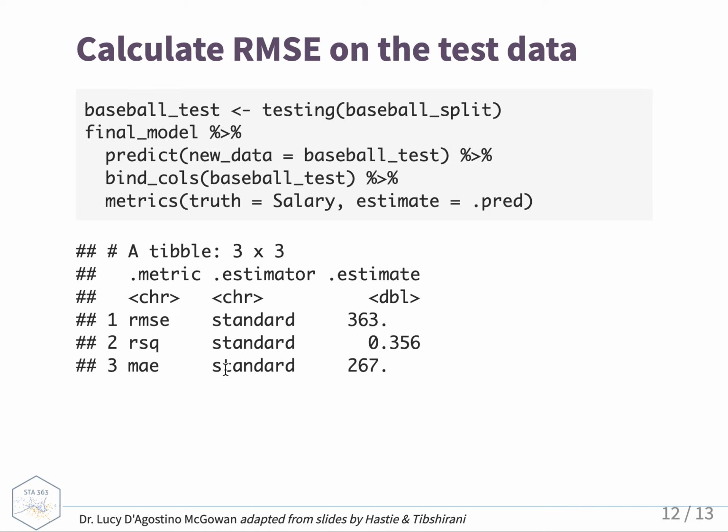And so now I can calculate my root mean squared error on the test data. I can pull out that testing data from my initial split, and I can predict my final model using this new test data. I can bind my columns from that test data so that I have both my truth and my predicted value, and I can look at that metric. It shows me that the root mean squared error in the test is 363.